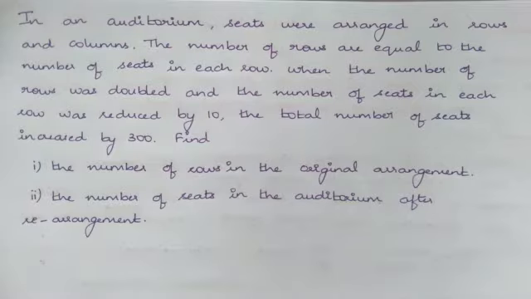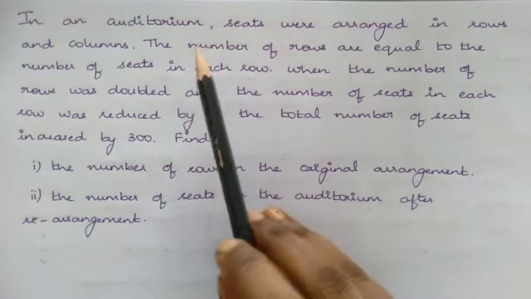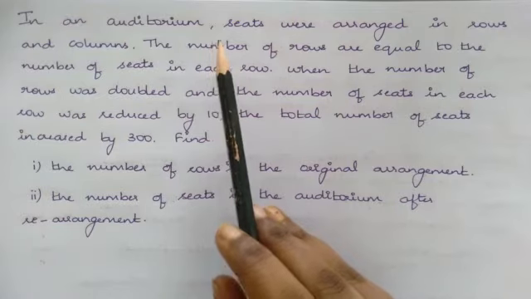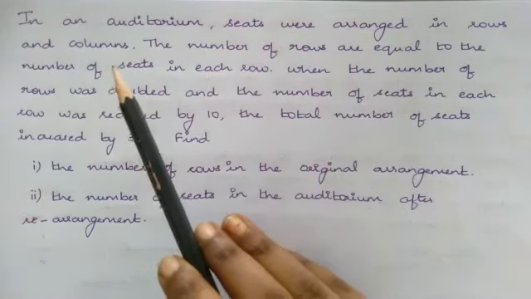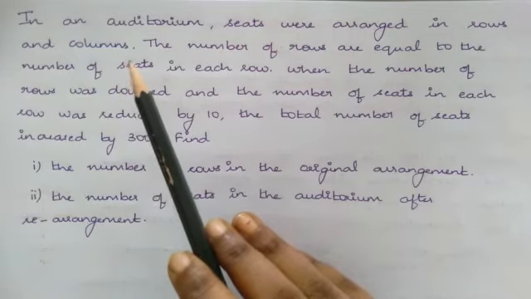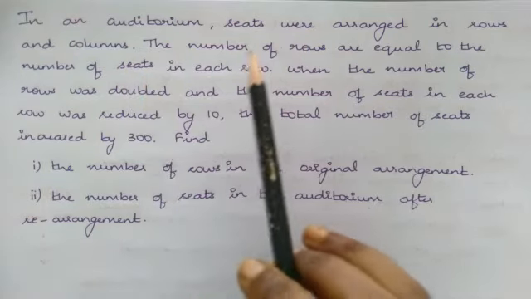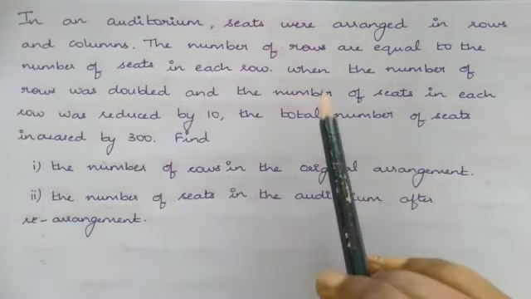So this is the question. This is an interesting question with a small trick. We are given an auditorium. Auditorium in the sense it can be square shaped or rectangular, we don't know. Seats were arranged in rows and columns. The number of rows is equal to the number of seats in each row.